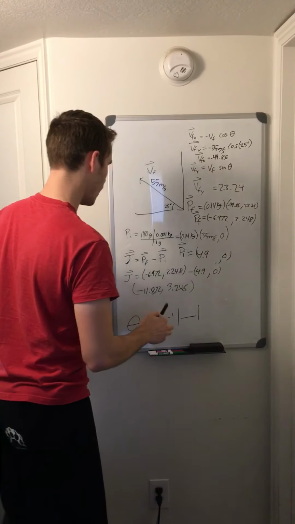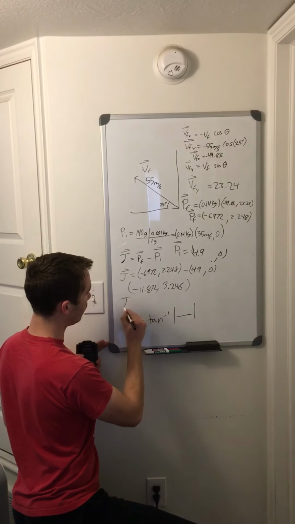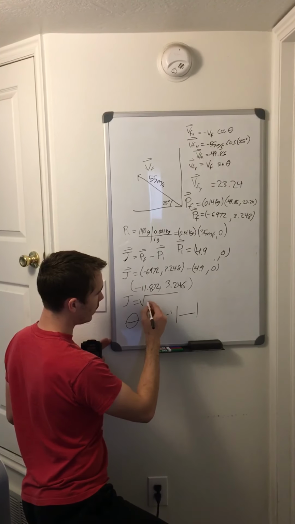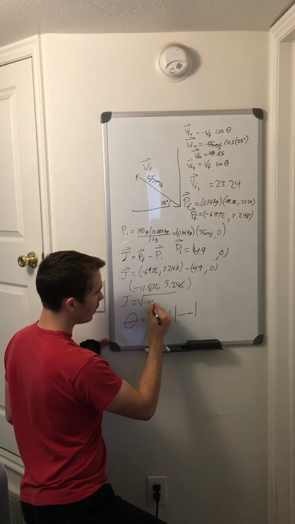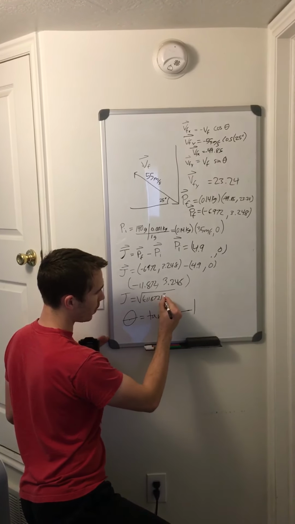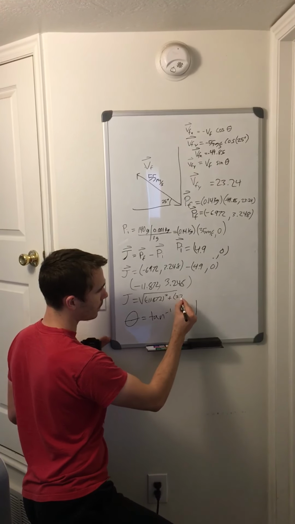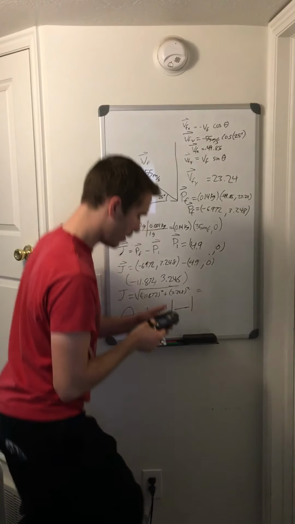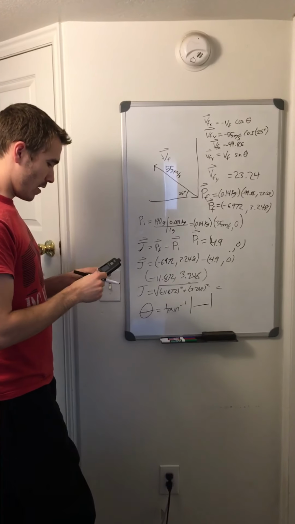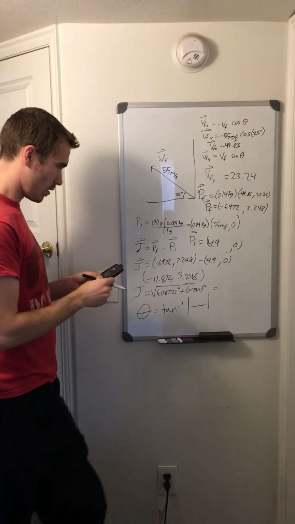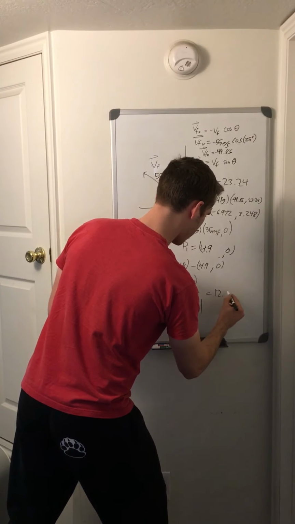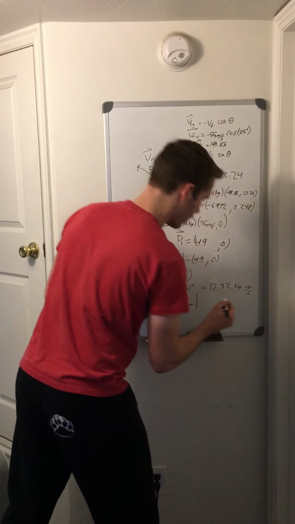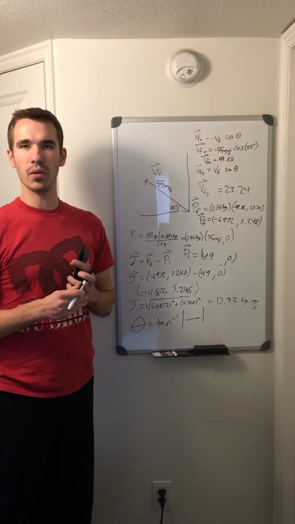And so once we have these, we can plug it into an equation that will give us our magnitude of the impulse. And that equation is basically that the magnitude of impulse is equal to the square root of our x squared plus our y squared, which will give us a value of 12.32 kilograms times meters per second. And that's the magnitude of the impulse from the bat.